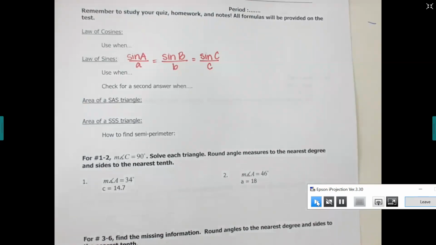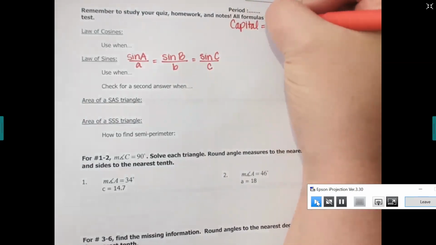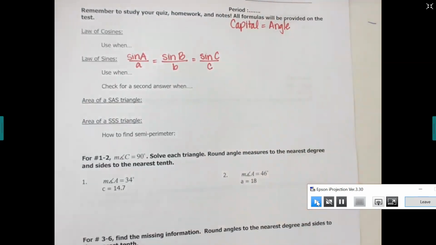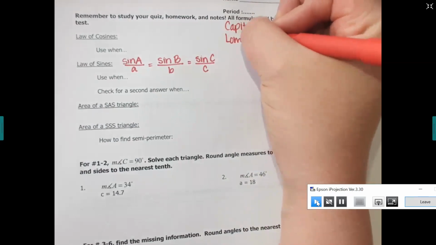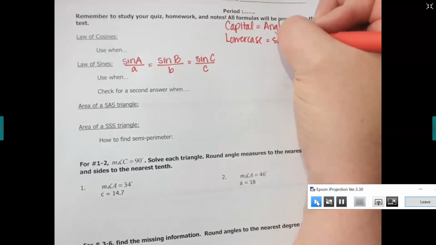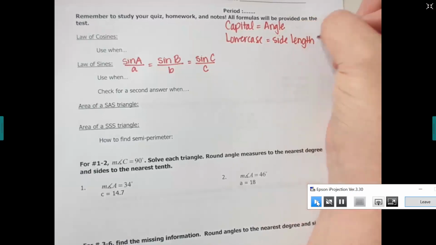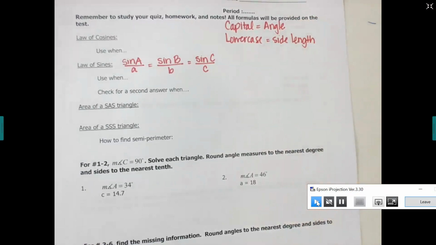Does anybody know what the difference is if it's capital versus lower? Okay, very good. If it's a capital letter, that means it's an angle. And if it's a lowercase, that means it's a side length. Now, one other thing is the way the videos taught this, they did a lot of side angle side or angle side angle. I don't really love that as much, so I'm going to teach it a little bit differently. But if you like that and you're good at that, then it's the same.